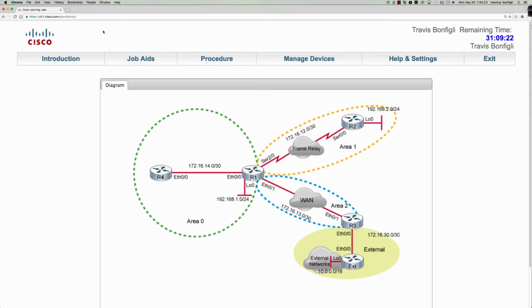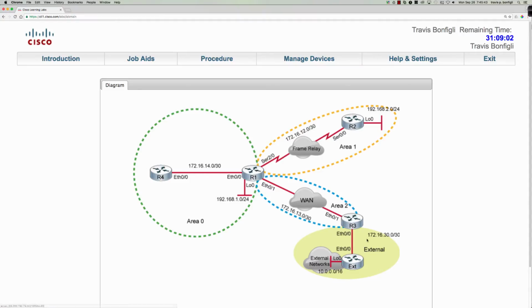And we'll talk about router 1 here, the area border router, who is going to have to maintain a copy of the entire Link State Database for Area 0, Area 1, and Area 2. Because router 1 is an area border router.